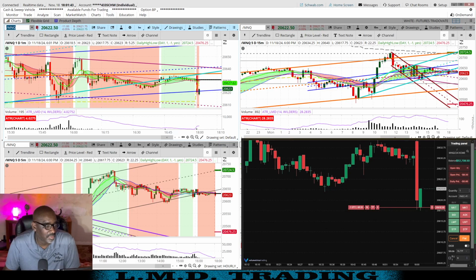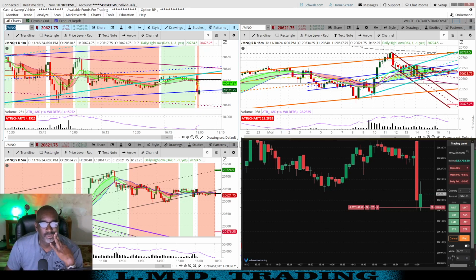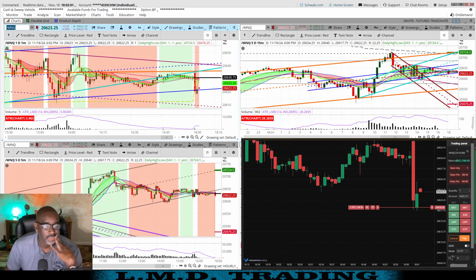But let's see. I'm only down $8 right now. I'm willing to risk $30 on this trade. I want to see it. If it'll come back down and break that, I'll add one more to it. But that was a little early. Look at that gap up. That's not really what I wanted to see.